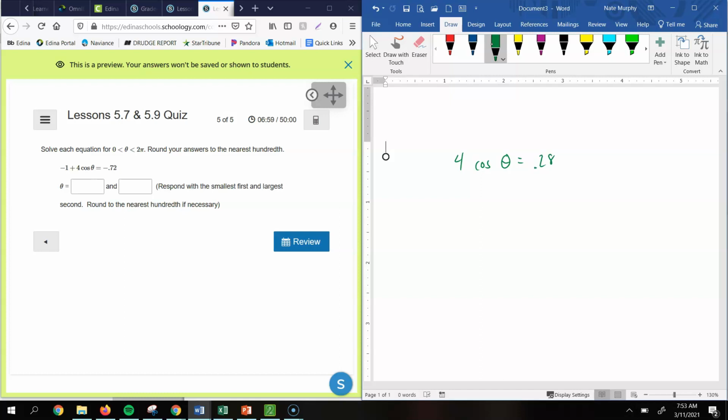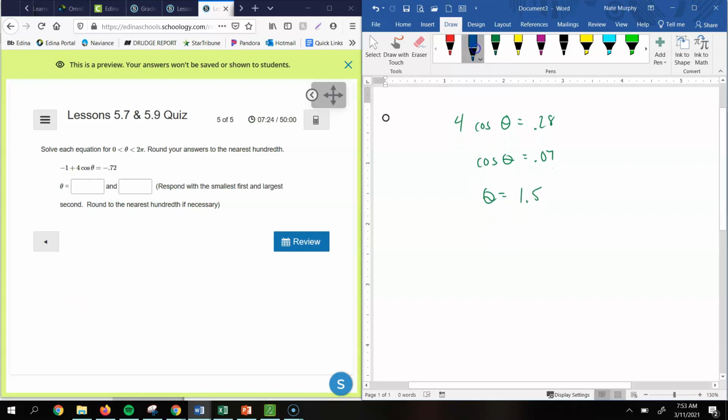And now, to solve for cosine of theta, I'm going to divide each side by 4, so that gives me 0.07. To find what theta is, this time we're going to take the inverse cosine of 0.07, and we get 1.50. So 1.5 would be our value for theta. Now for this, I'm going to subtract this from 2 pi to find my other value.